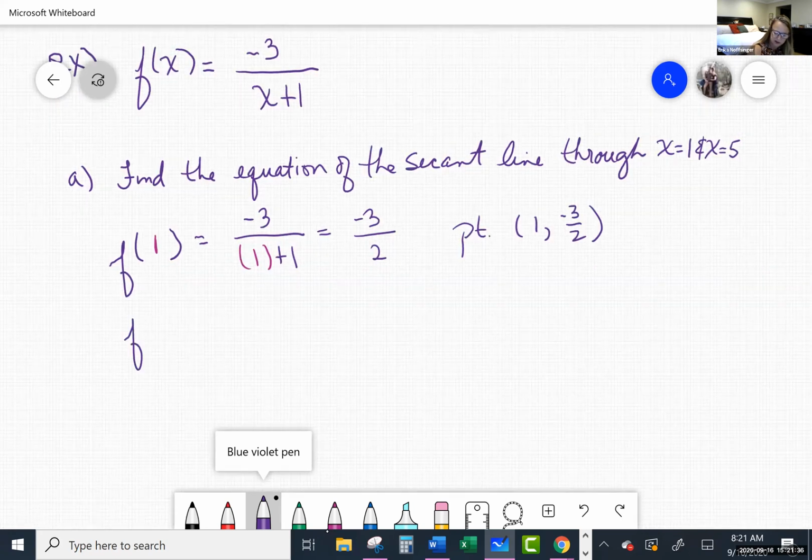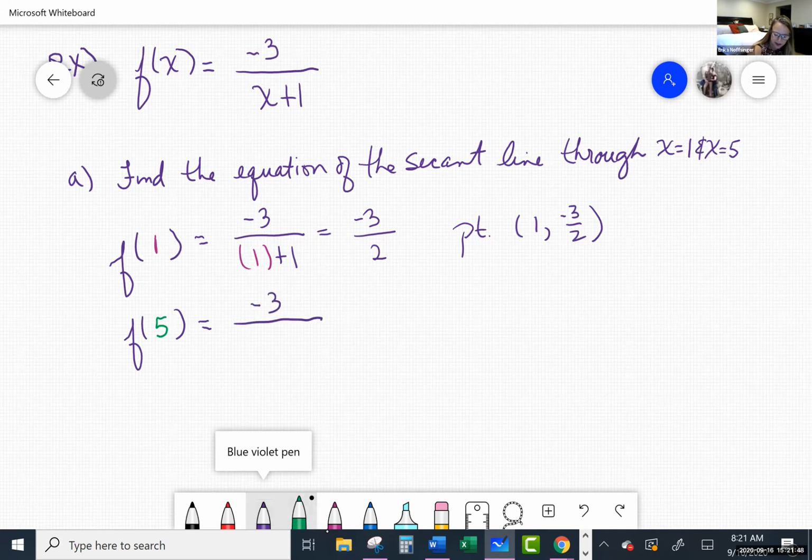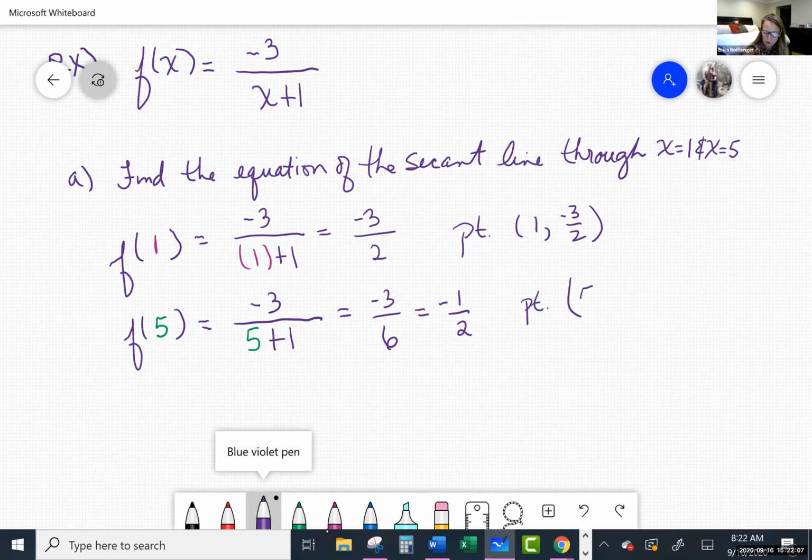So let's find the point when x is 5. Now we're going into our function f of x, and wherever we see an x, we're going to replace it with 5. So we have -3 all over x, which is 5, plus 1. So we have -3 all over 6, which reduces to -1/2. So we have a point when x is 5, y is -1/2.